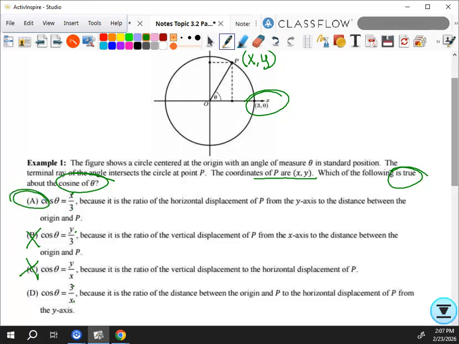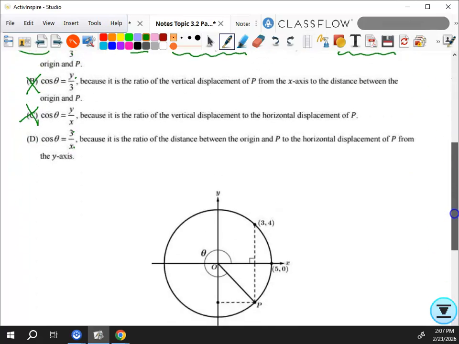I didn't have to worry about the rest of the words, but let's read the words because you can't always answer all the questions like that, right? But it says the ratio of the horizontal displacement from the y-axis to the distance between the origin and point P. So that's your horizontal displacement, that's your x over your r. Okay. Everybody okay with that? We good? All right, next question.